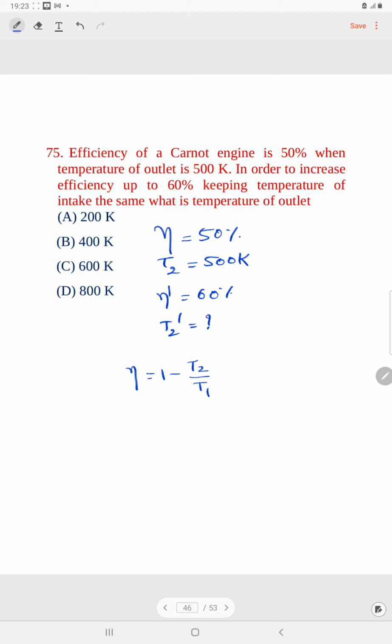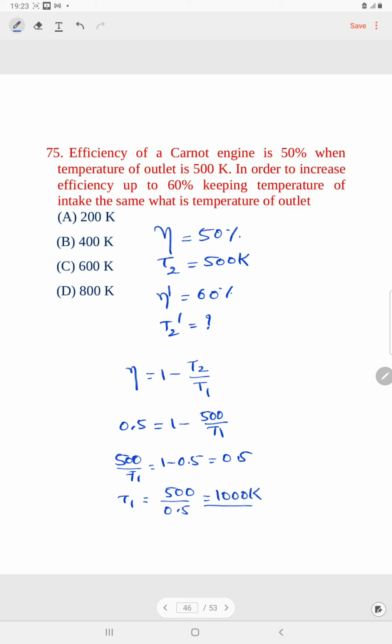If I use this efficiency expression, I will be able to find out the T1 value first. Efficiency 0.5 equals 1 minus T2, which is 500, by T1. Now 500 divided by T1 is 1 minus 0.5, which is 0.5. So T1 is equal to 500 divided by 0.5, that is 1000 Kelvin. Remember students, this is the intake temperature.